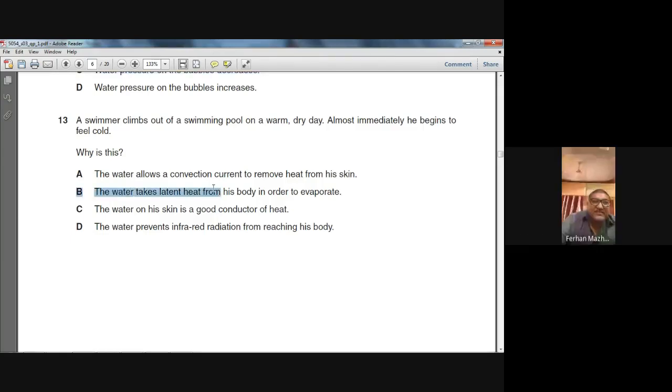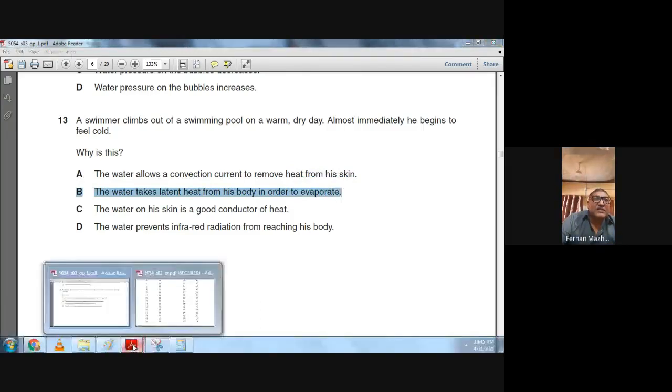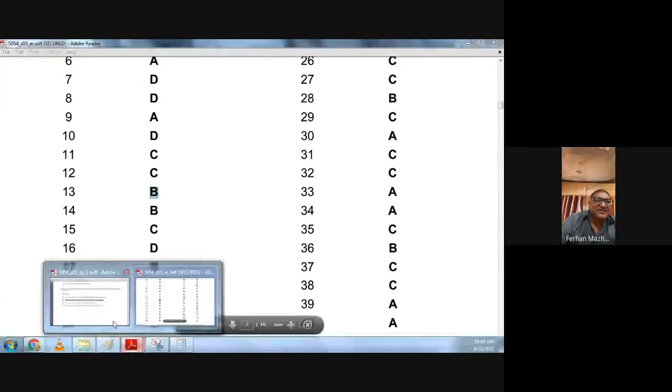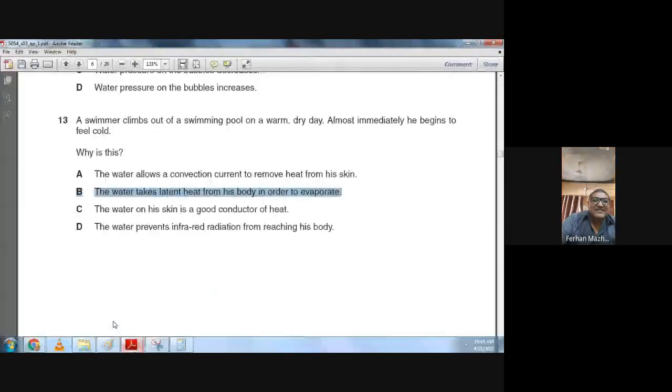Question number 13. Let's check the marking scheme. So what the marking scheme has to say. Question number 13, B is the answer. So our answer is right.